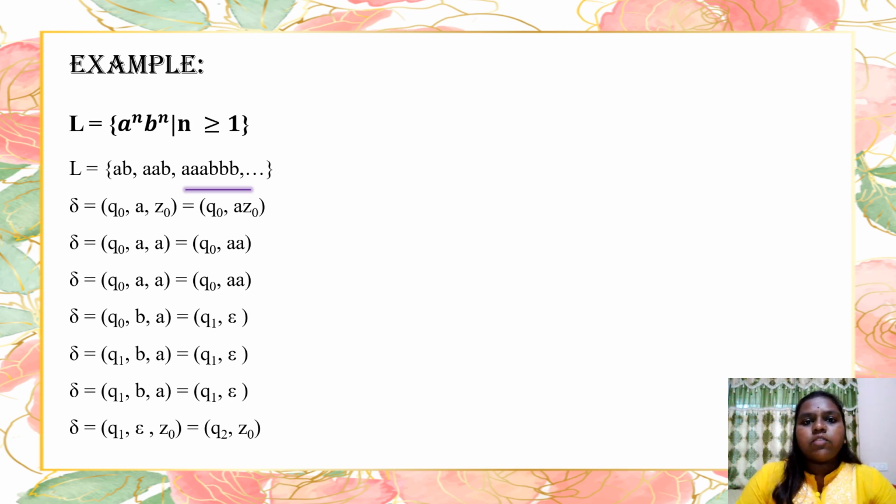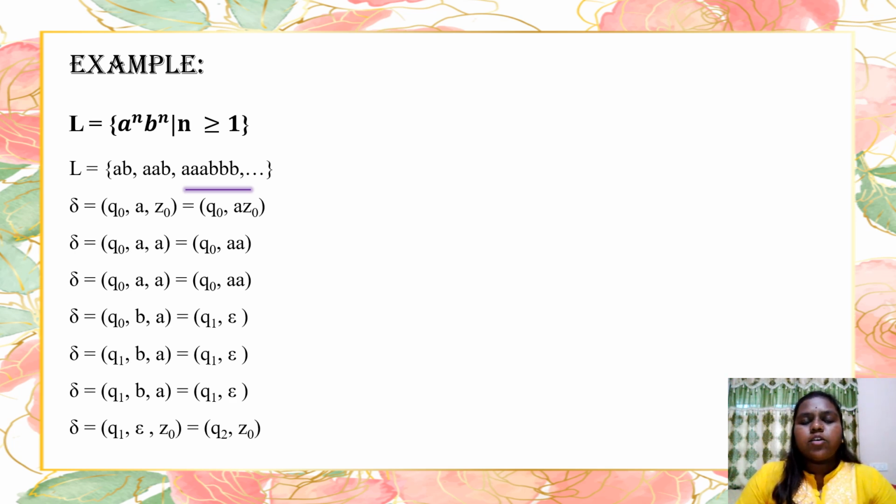So the transition function goes like this. Q naught comma a comma Z naught, that is, q naught is the initial state, a is the input symbol and Z naught is the top of the stack symbol. We get q naught comma a Z naught. For the next function, a is the top of the stack symbol, so we get q naught comma a a. The next function is also the same. Then we get q naught comma b comma a. Here b is the next input symbol and a is the top of the stack.